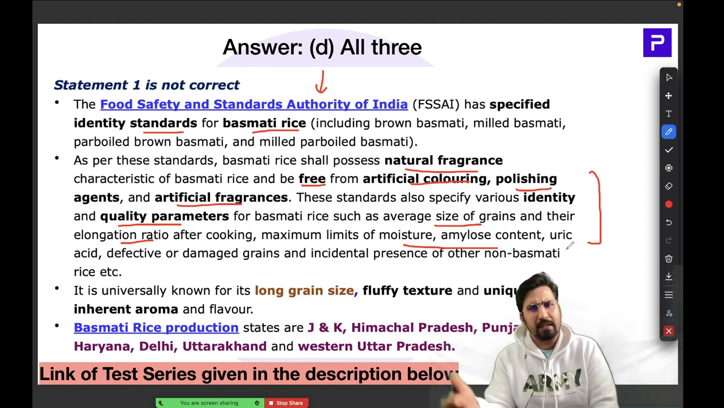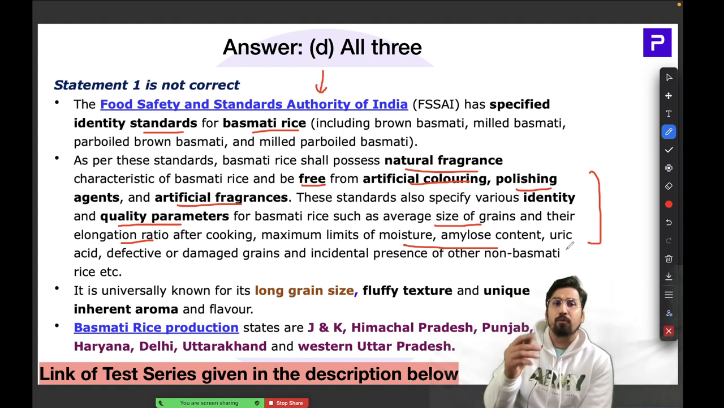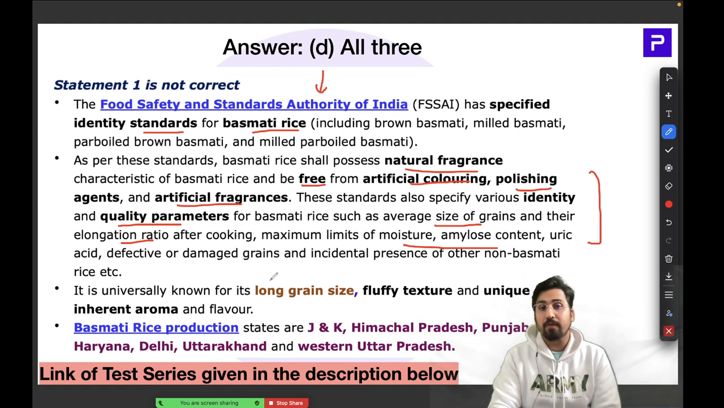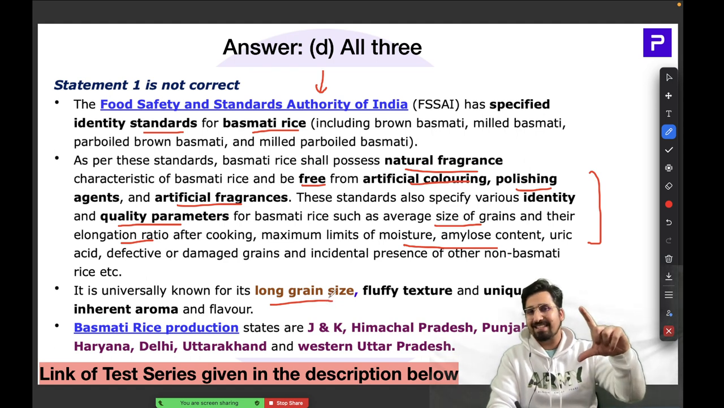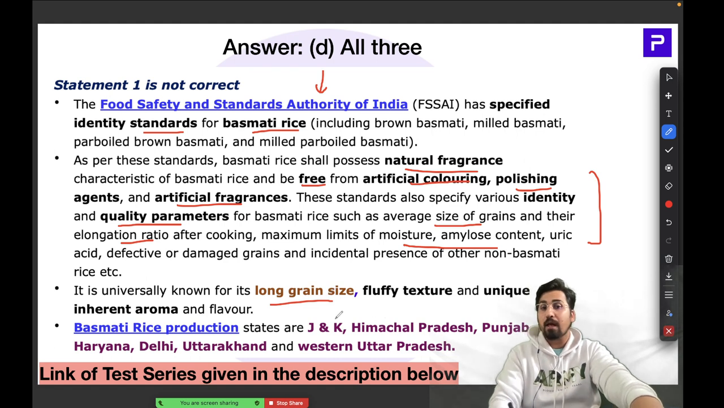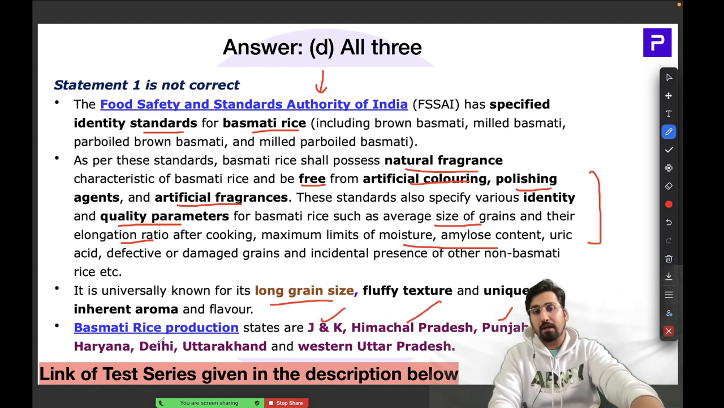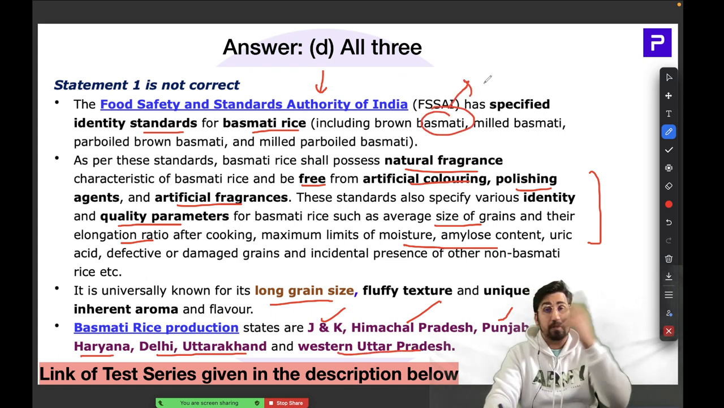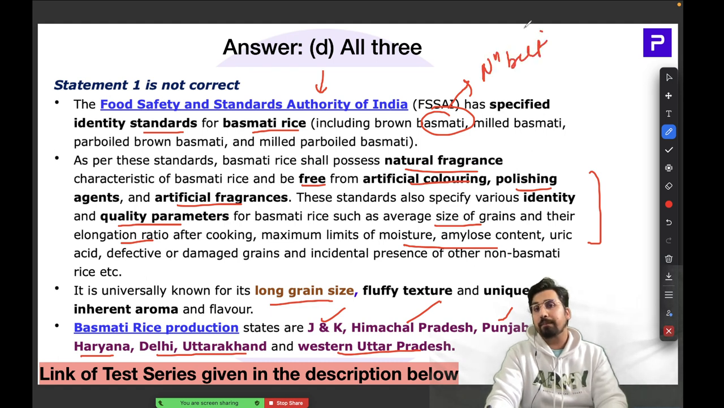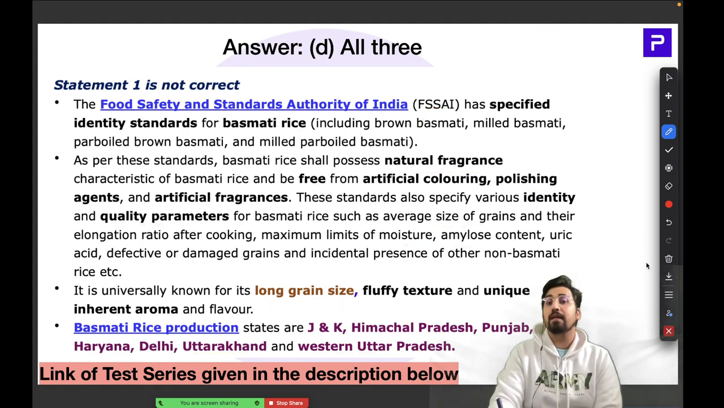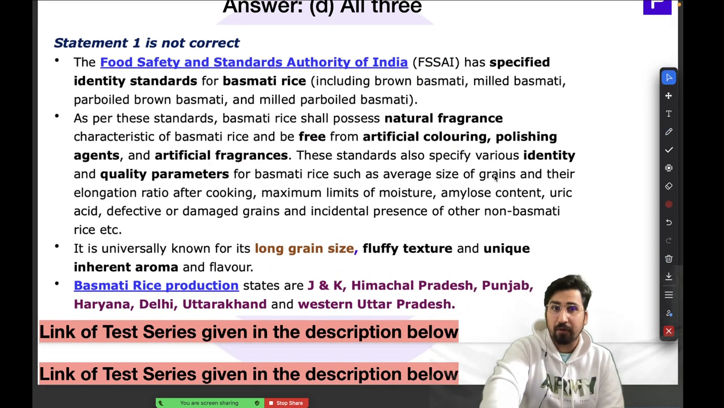There are many basmati varieties that we have in India. There are more than 34 types of basmati rice varieties. Universally, they are known for their long grain size. And where in India are these varieties produced? We have Jammu Kashmir, Himachal, Punjab, Haryana, Delhi, Uttarakhand, Western UP. You see, basmati is majorly restricted to the northern belt of India, the northern states. Basmati is not very popular in the southern parts of India. So this information is important for you.